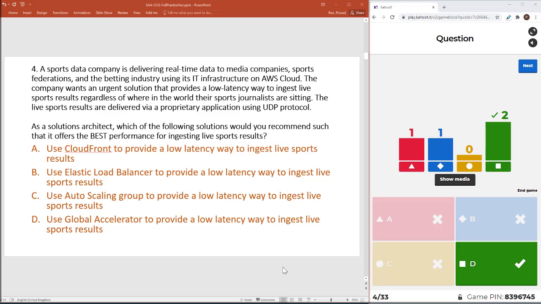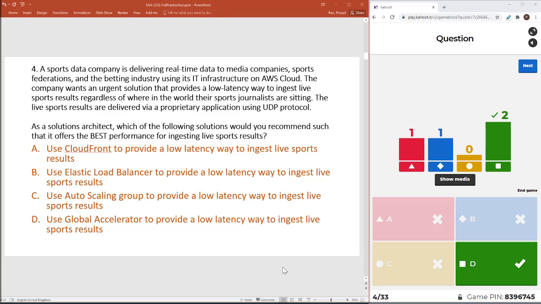Okay. Again, a bit of a tricky question, I believe. Suppose there's a split here. The correct option is D, using Global Accelerator to provide a low latency way to ingest live sports results. And I understand everyone would not know what Global Accelerator is. So the key to such questions would be elimination.